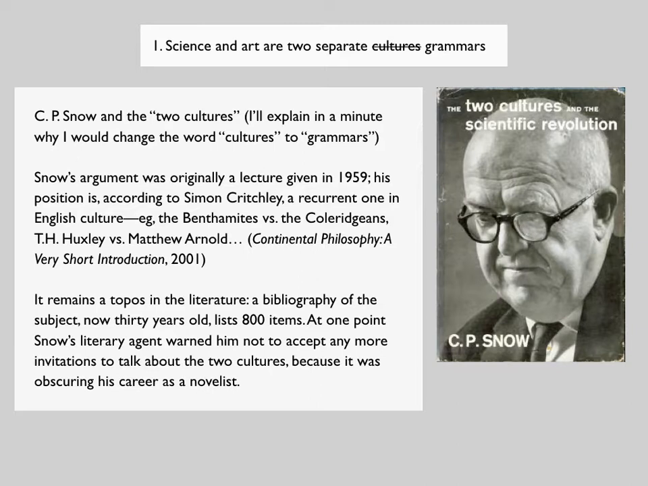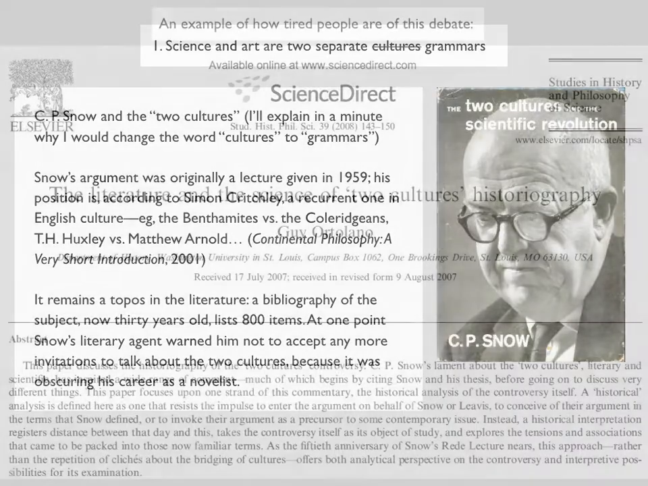So this two cultures idea remains a topos. There is a bibliography of this subject, centering on Snow, which is, I think, about 30 years old and has 800 items on it. And at one point, Snow was so besieged by invitations to talk about the two cultures that his literary agent told him not to accept any more of those invitations because it would obscure his career as a novelist, because, of course, he was trying to be a chemist and a novelist.